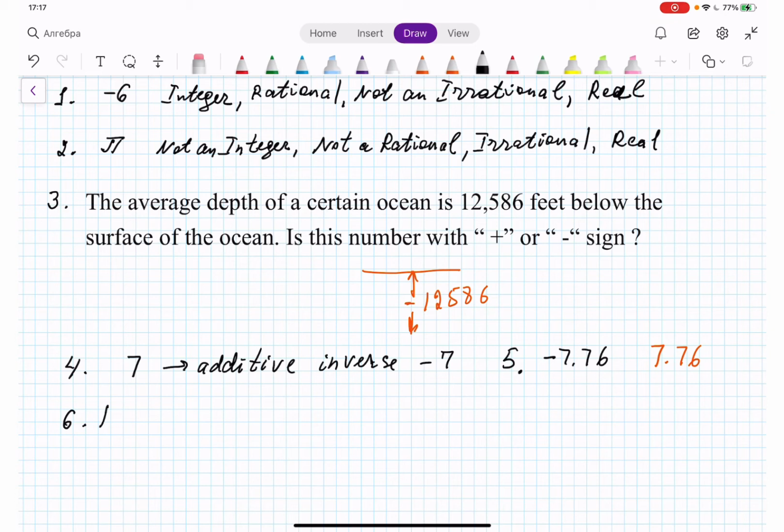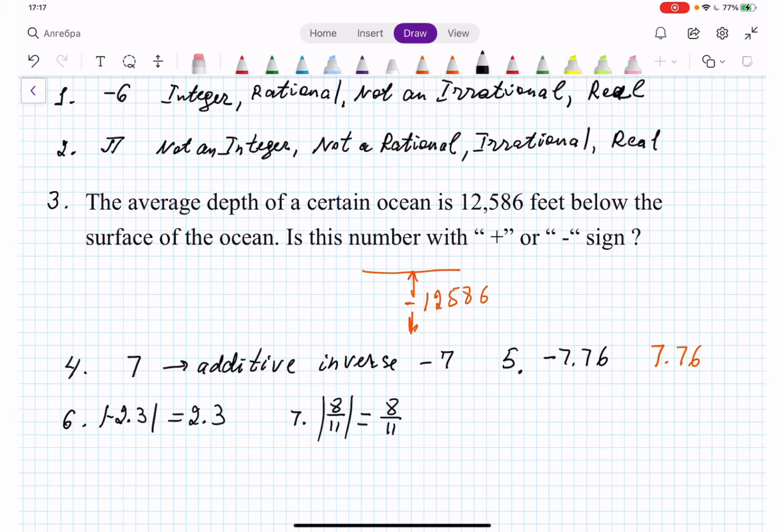Absolute value of negative 2.3. Absolute value always comes out positive, right? So it's going to be positive 2.3. Question number 7. Absolute value of fraction 8 over 11, it's going to be 8 over 11.